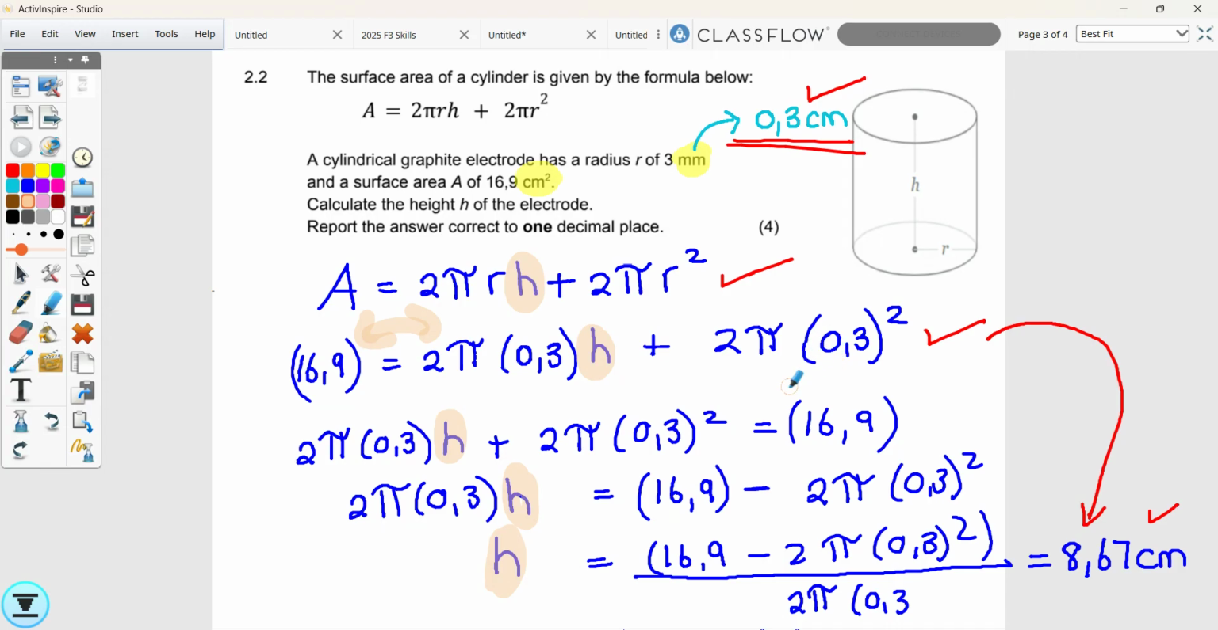So please be careful. So guys, this would only be 4 marks. 1 mark for conversion, 1 mark for formula, 1 mark for substitution, and 1 mark for the answer with a unit. Yes. I'm so sorry, it's my fault, but I missed it.